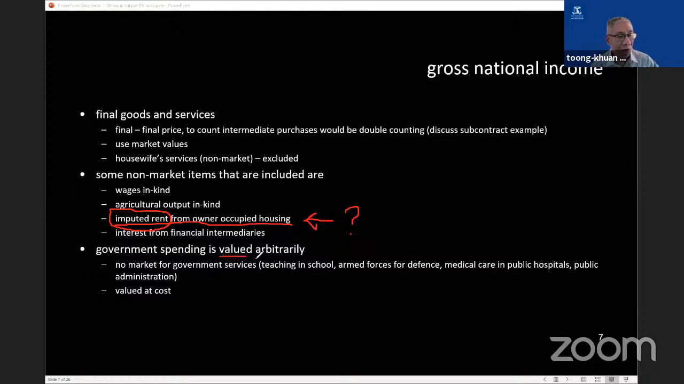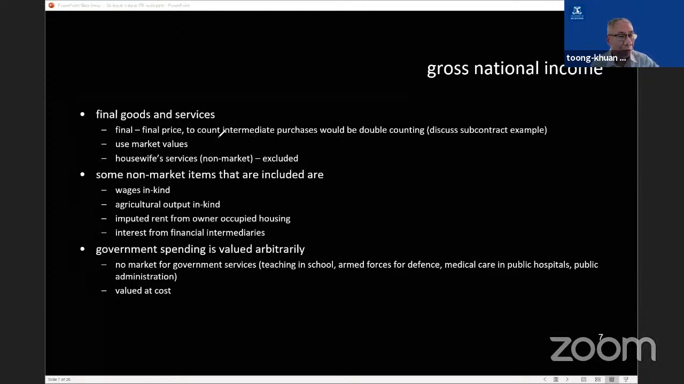Government spending is valued at cost, okay, because there's no market for government services. So for example, education in schools, your armed forces for defense, your police, medical care in public hospitals, and the cost of public administration. All these are very difficult to value in terms of real market value. So they value that at cost. How much the government spends for teachers will become the value that is captured in input-output tables.